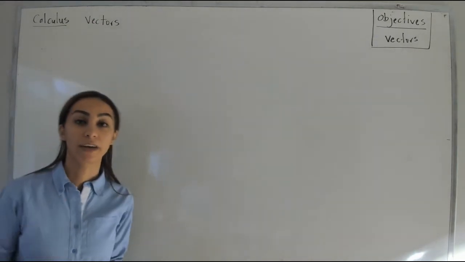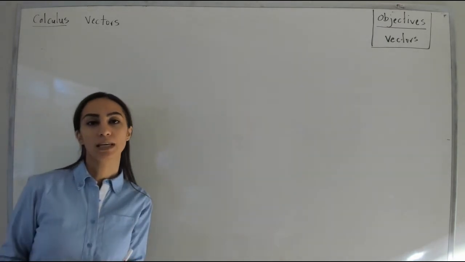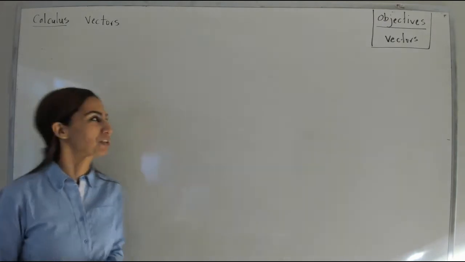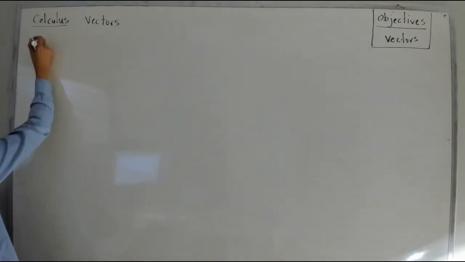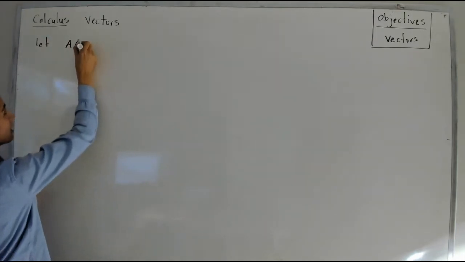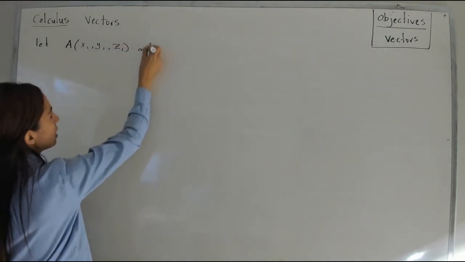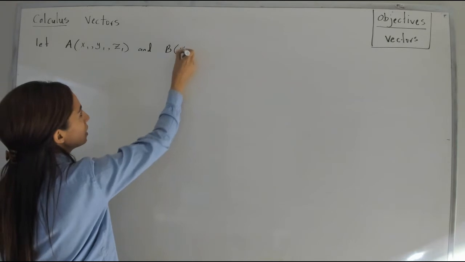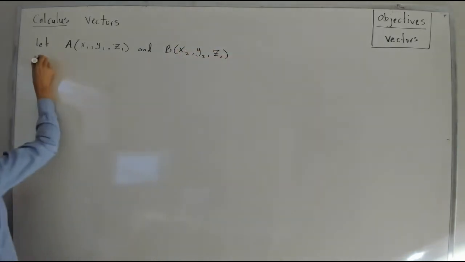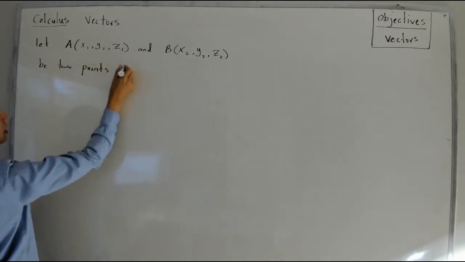So far we learned that if you have 2 points in the space, you can connect them together and you can create some new mathematical object that we call a vector. So let A with coordinates x sub 1, y sub 1, and z sub 1, and the second point B with coordinates x sub 2, y sub 2, and z sub 2 be 2 points in this space.